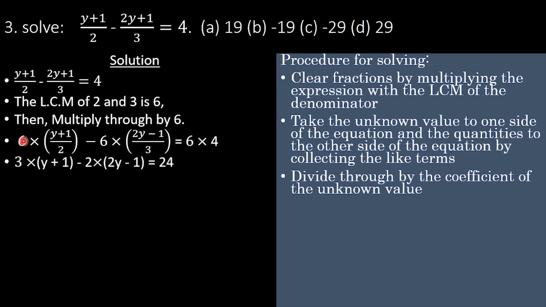2 divide 6, we have 3. 3 divide minus 6, we have minus 2. And 6 multiplied by 4, we have 25. Therefore, when you open this bracket, you have 3y plus 3 minus 4y plus 2 equals to 24.